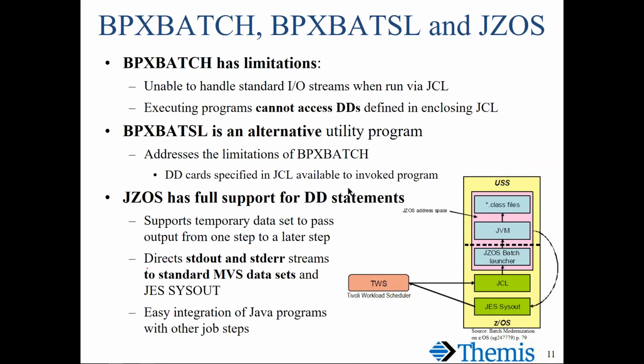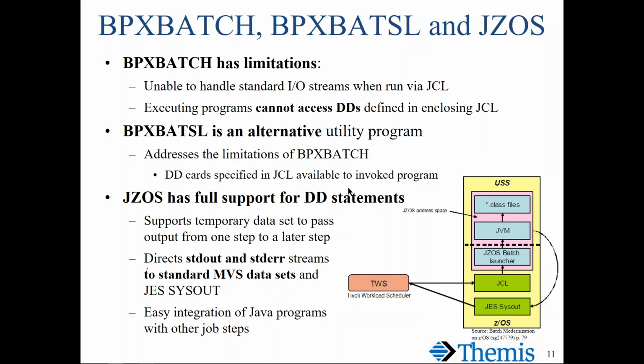Here the three are listed out again. BPXBATCH has some serious limitations, particularly inability to access I/O through DDs. So BPXBATSL is an alternative that addresses those limitations and does give you access to inputs and outputs through your DD cards in JCL. And then JZOS also provides a runtime environment. You want to keep in mind that JZOS supplies two functionalities. One is the ability to be a job runner of Java batch, and the other is a capability to interact with mainframe file systems and data sets. And we'll look at that in more detail at the end after we've spent some time talking about Compute Grid.